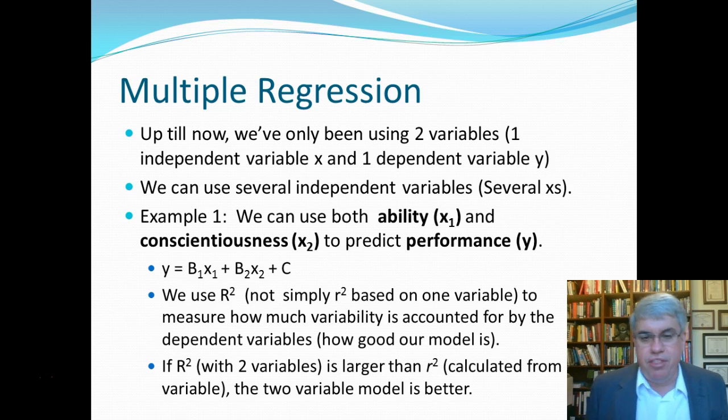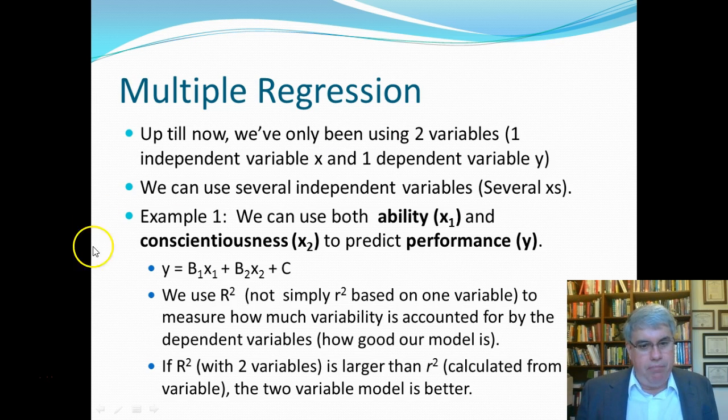For example, with the engineers, we still want to predict how well they're going to do performance-wise, but this time we're not going to just measure ability, which we'll call x1, we're also going to measure the personality trait of conscientiousness, which tends to be a good predictor of job performance. We're going to call that x2. And then we're going to put the two in an equation: y equals b1 times x1 plus b2 times x2 plus c. So basically, we're going to be able to predict performance from both ability and from conscientiousness.